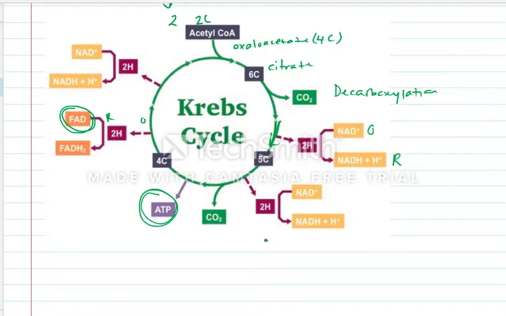Let's do the count. Per glucose molecule, we have 2 acetyl-CoAs. And each one will go into the Krebs cycle. Now, each Krebs cycle produces 3 NADHs, 1 FADH2, and 1 ATP, produced by substrate level phosphorylation.